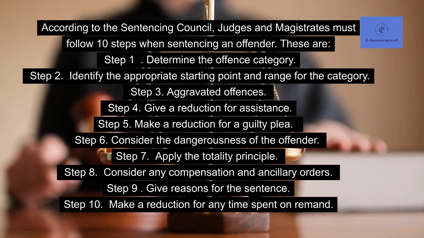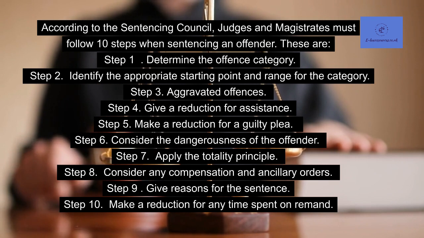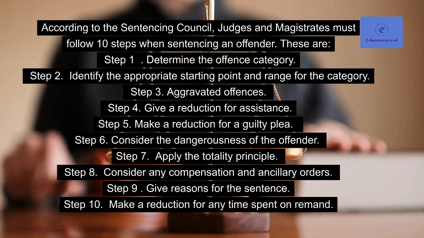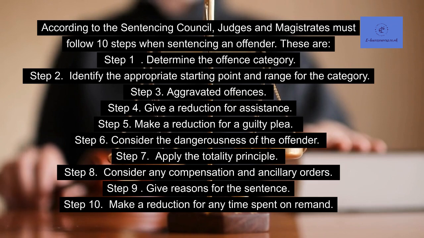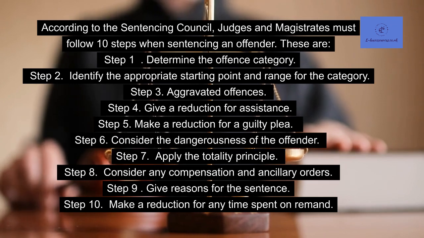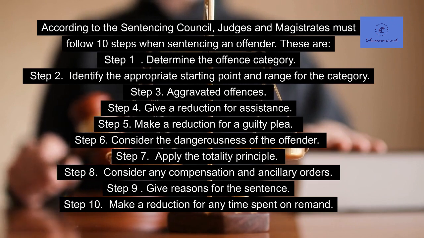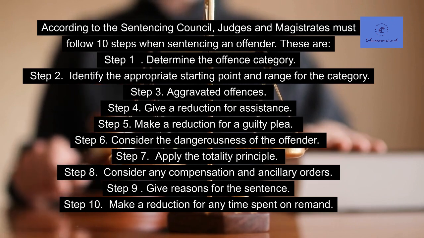Give a reduction for assistance. Step 5. Make a reduction for a guilty plea. Step 6. Consider the dangerousness of the offender. Step 7. Apply the totality principle. Step 8. Consider any compensation and ancillary orders. Step 9. Give reasons for the sentence. Step 10. Make a reduction for any time spent on remand.